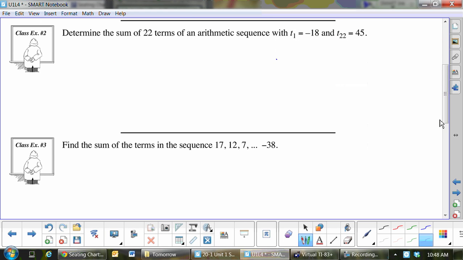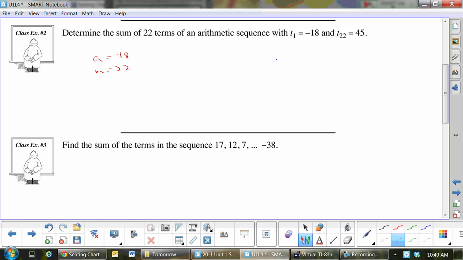The sum of 22 terms of an arithmetic sequence with T1 equaling negative 18 and T22 equaling 45. Remember what T means and remember what S means, okay? Okay, let's go with what I know. What do I know? A is negative 18. What else? N is 22. Very good.